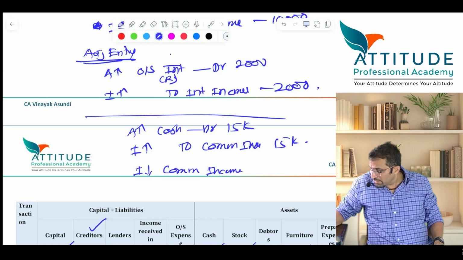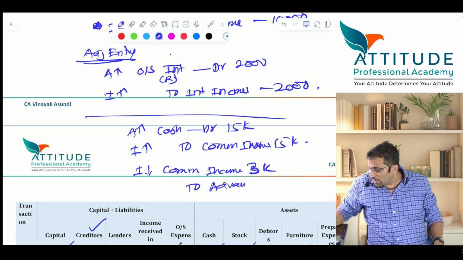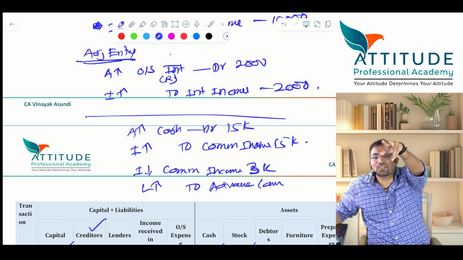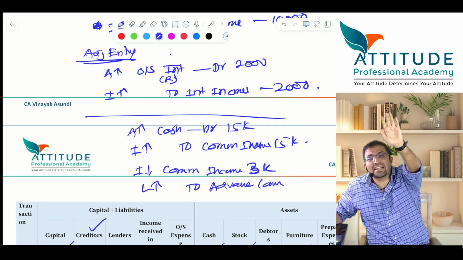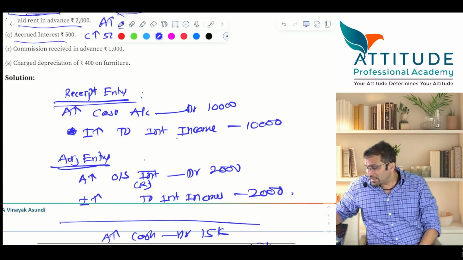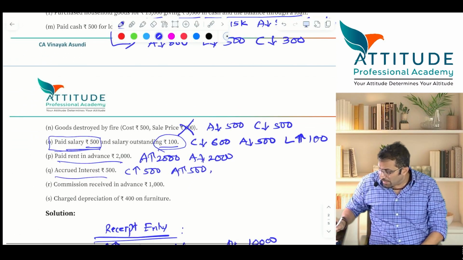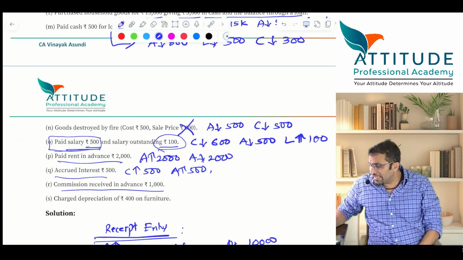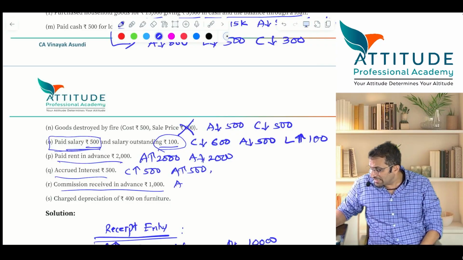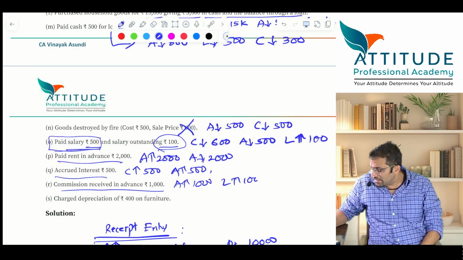How much? 3K. To advance commission. Anything received in advance is a liability. Liability increases. Yes or no? Are you getting this? This is very important. Next, commission received in advance. Tell me. Anything received in advance is a liability. Asset increases by 1,000. Liability also increases.